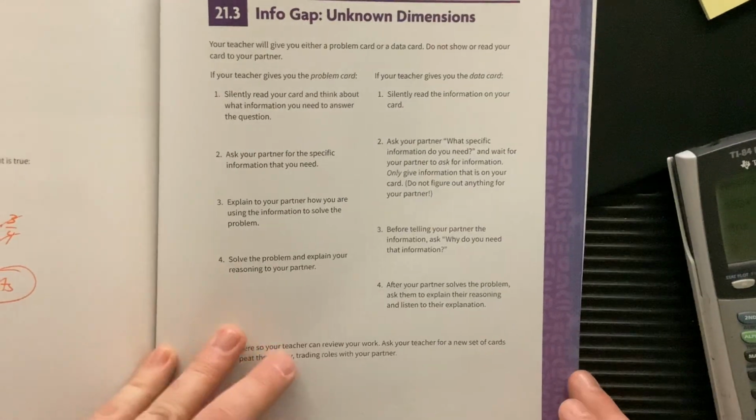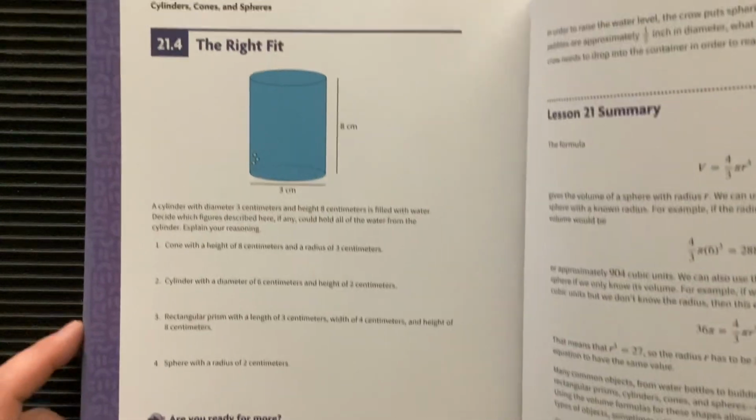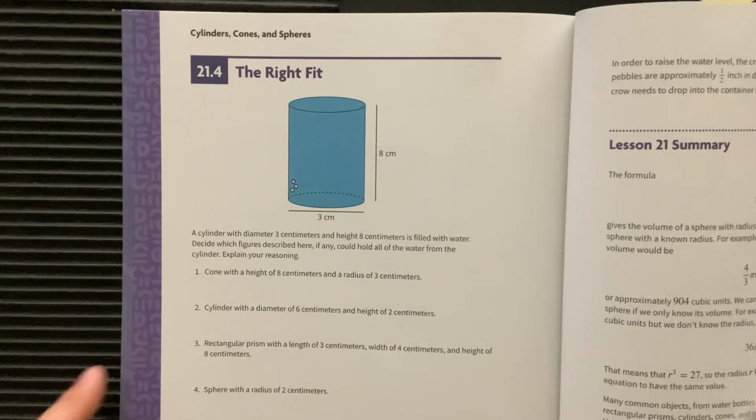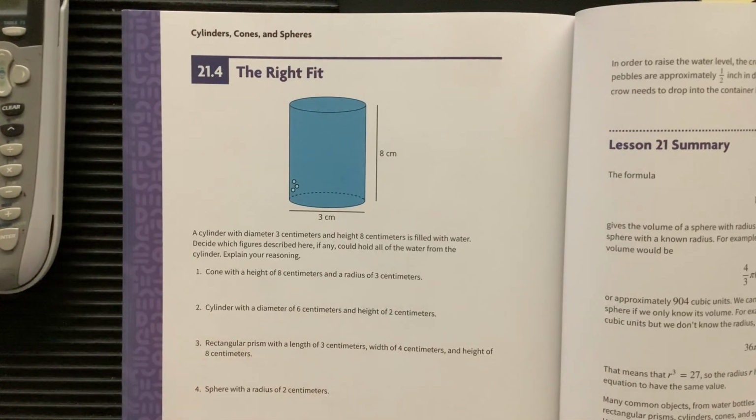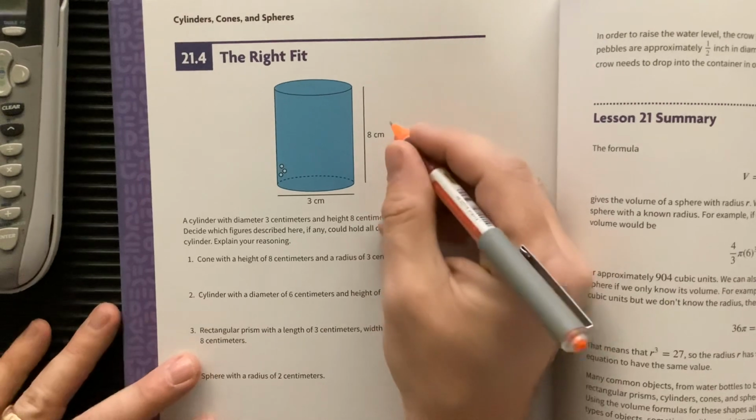Question number 3. Okay, we're going to look at this one. I have it in the other book here, and we're going to answer that. Let's do this one first, then we'll come back. Gavin, would you read it, please? It says Number 4. A cylinder with diameter 3 centimeters and height of 8 centimeters is filled with water. Which figures could hold all the water from the cylinder? Okay. Can it hold the water? If I dump this water into this cone or this cylinder, will it fit? Okay, so it's a yes or no question. So first I better figure out how much this thing can hold.